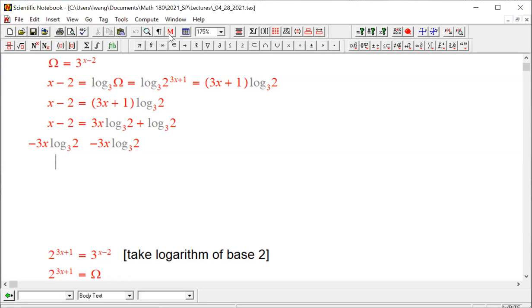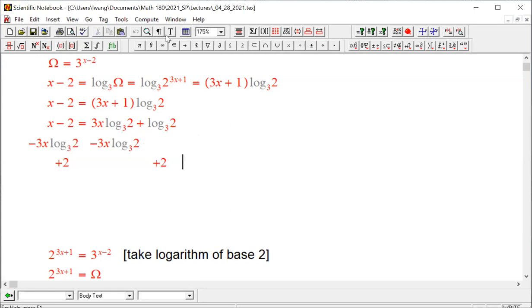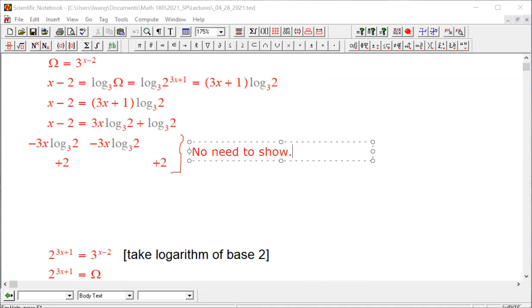All these are pretty common algebraic manipulation, right? As I said earlier, I don't want to see this. These are typical on the scratch paper, so you don't need to show these to me. This piece, I'm showing it to you because a lot of you guys like to know this. No need to show.